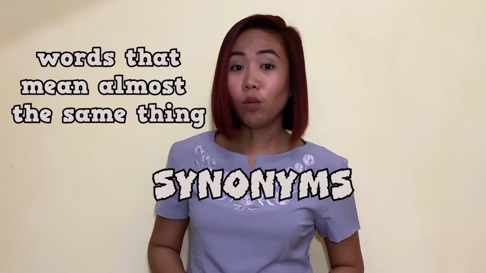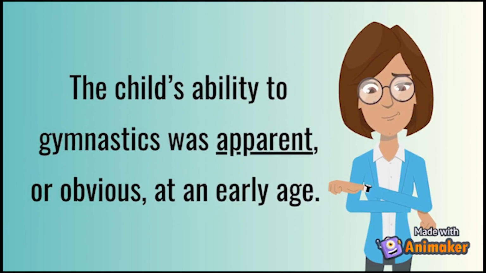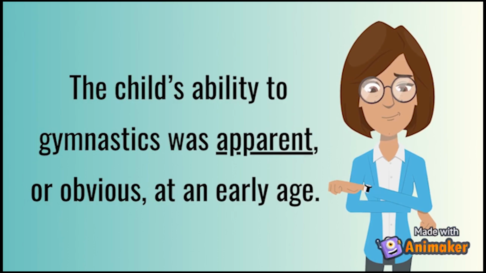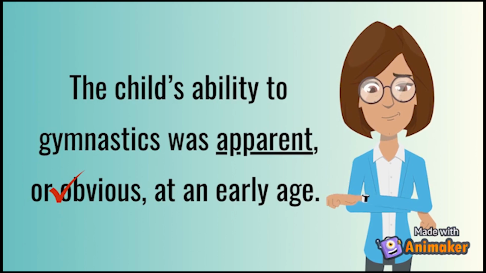Sometimes, authors use synonyms or words that mean almost the same thing. Let's try this one. The child's ability to gymnastics was apparent or obvious at an early age. If you are unfamiliar with the word apparent, the synonym clue obvious makes this sentence easy to understand.